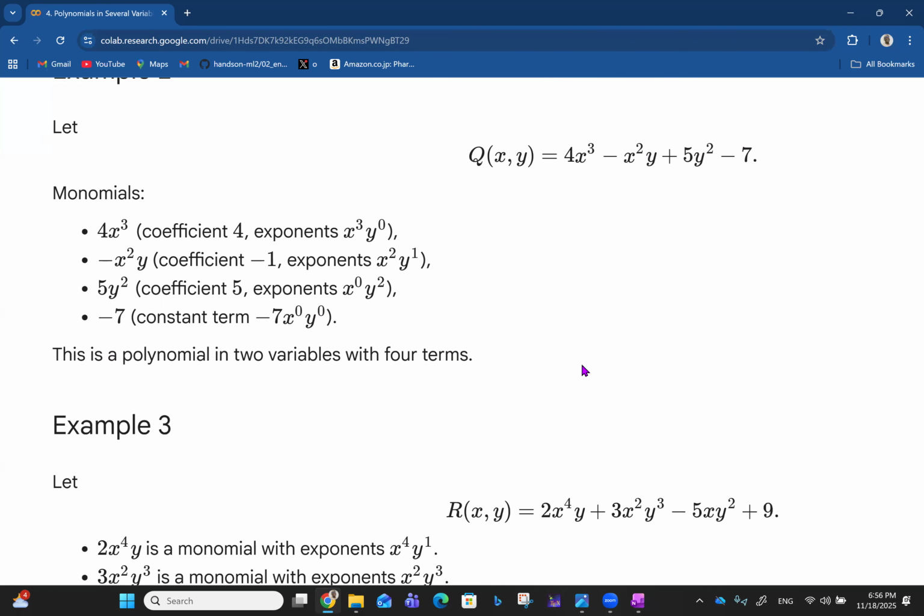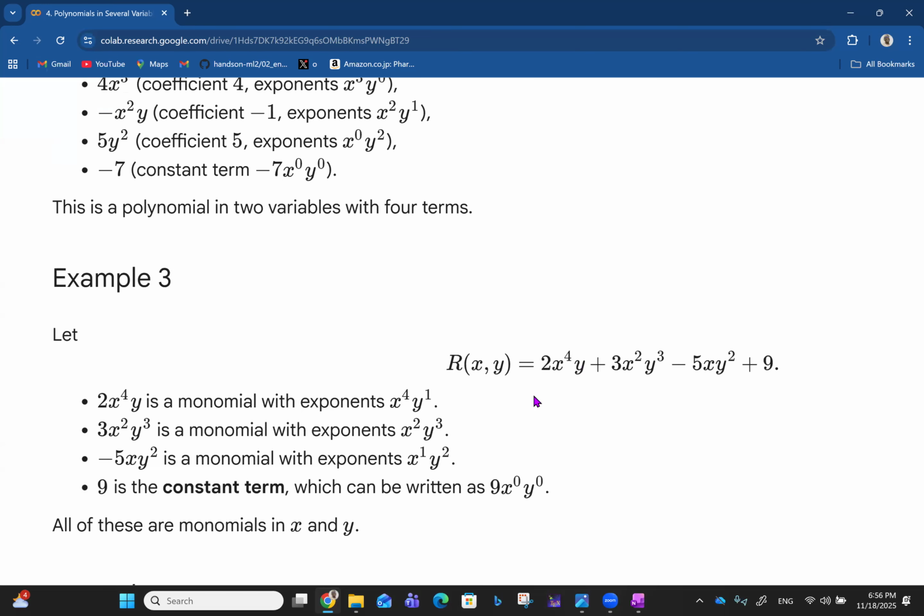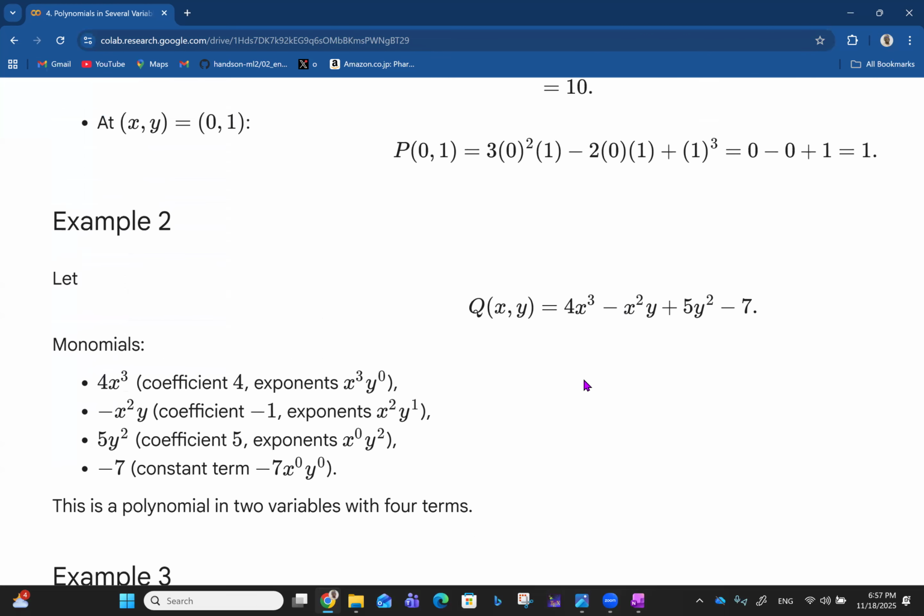Okay? We have that. Then we have example 3, where we have r of x, y to be 2x raised to the power 4 y plus 3x squared y cubed minus 5x y squared plus 9. Okay, this is a two variable polynomial with 5 monomials, right?